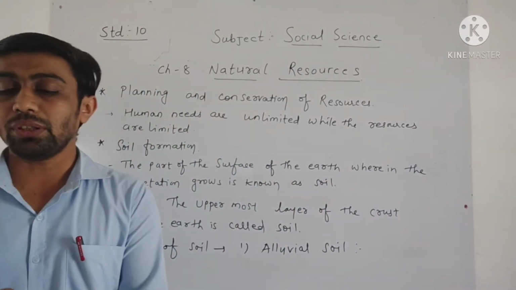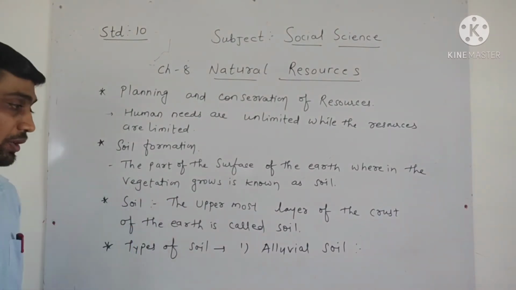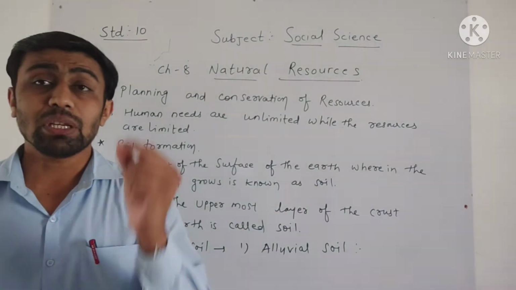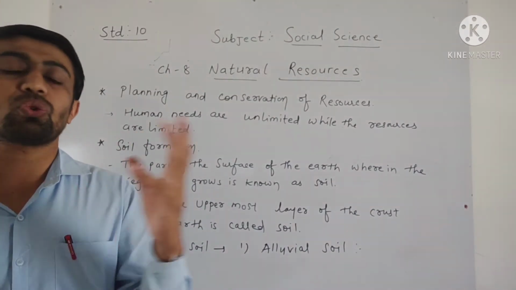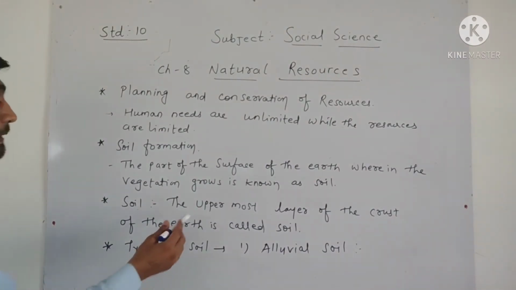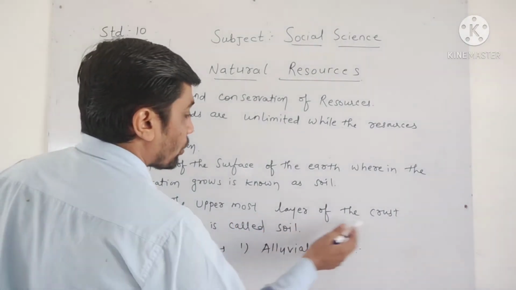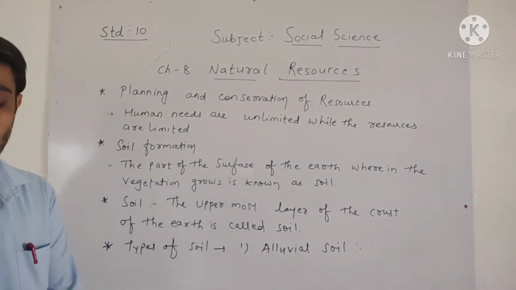Next one, dear children, they have given the information about the soil. Which one? What is the soil? Soil means the uppermost layer of the crust of the earth. It is called soil. What is called soil, dear children? They are saying that the uppermost layer of the crust of the earth is known as soil.